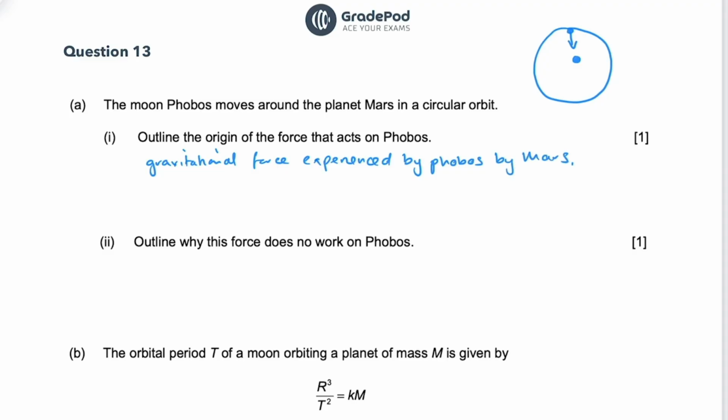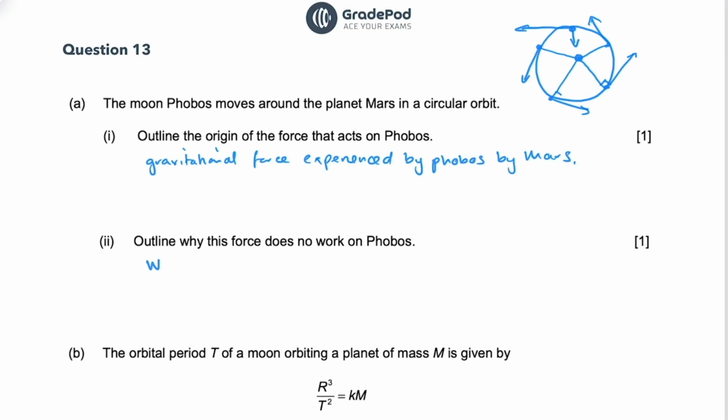What's the gravitational force of the planet Mars? 2. Outline why this force does no work on Phobos. Let's have a look up here. Phobos is moving in an orbit and it's moving like that. At any stage of this orbit, it's moving at a tangent to its path. And at the tangent to its path, if you go into the force at any time, you can see that the force is always perpendicular to its distance moved at that point.